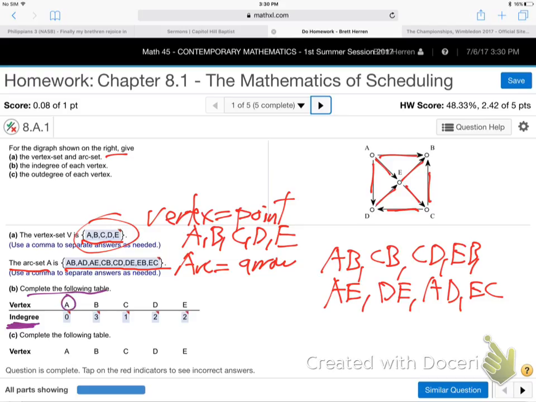So at point A right here, how many arrows are pointing in to A? None. That's why it's a 0. At point B, right here, how many arrows are pointing in to B? Well, 3 of them, etc. Is that good so far?